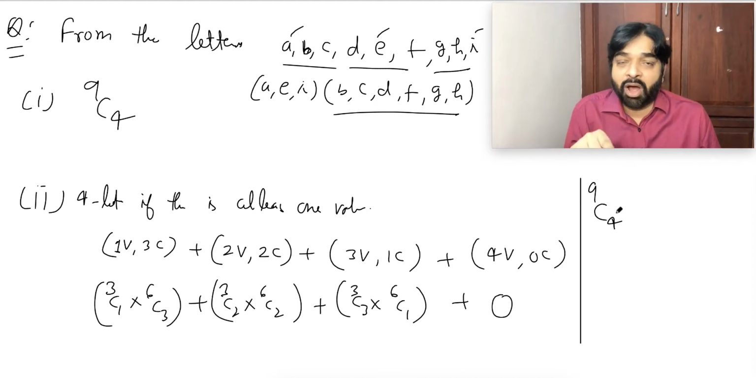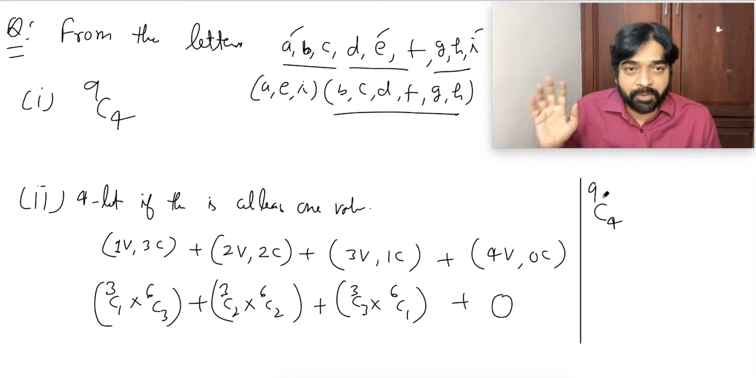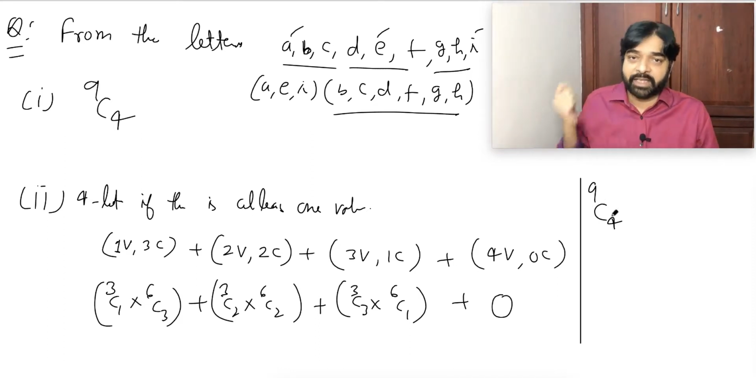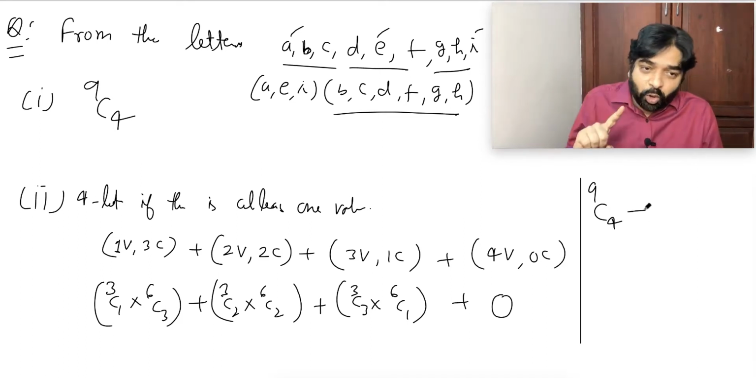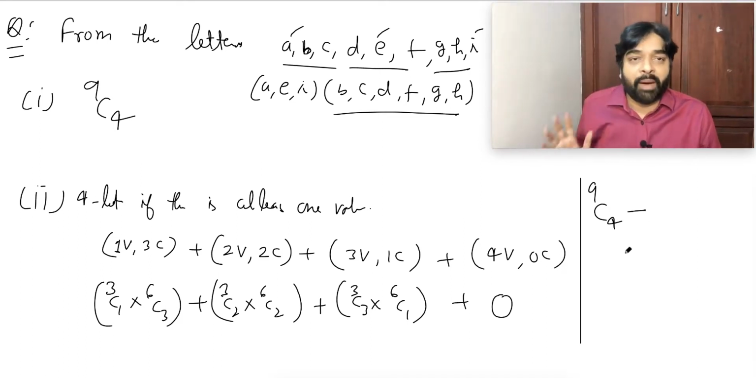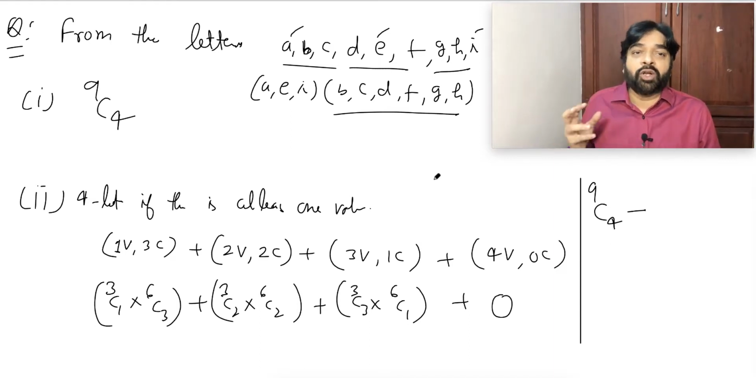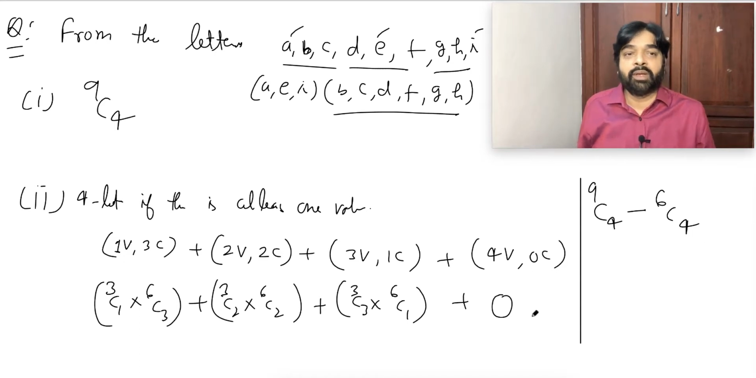I know it's wrong, because in this the vowel may be there, may not be there, because I am simply doing a free selection. This is called the free selection. Minus those cases when there is no vowel. So in how many ways can I select 4 consonants only? I will say 6C4. Question over. Both values will come the same.